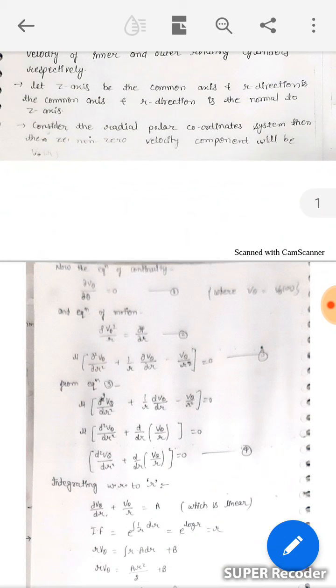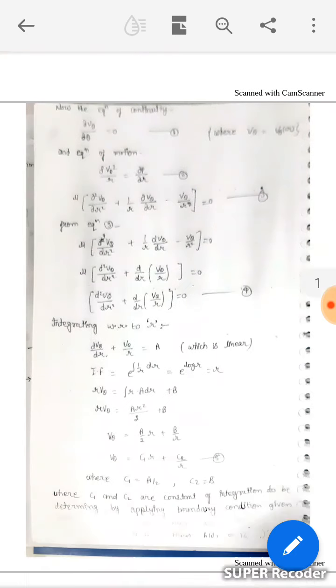So mu into d square v theta upon dr square plus 1 by r dv theta by dr minus v theta upon r square is equal to 0, or mu into d square v theta by dr square plus d by dr of v theta by r is equal to 0, or d square v theta by dr square plus d by dr of v theta by r is equal to 0. This is our equation number 4.